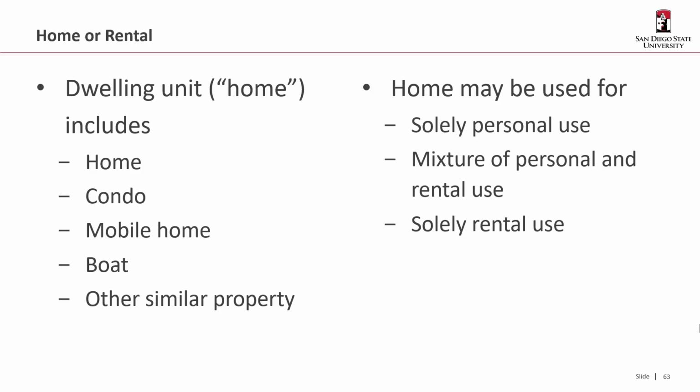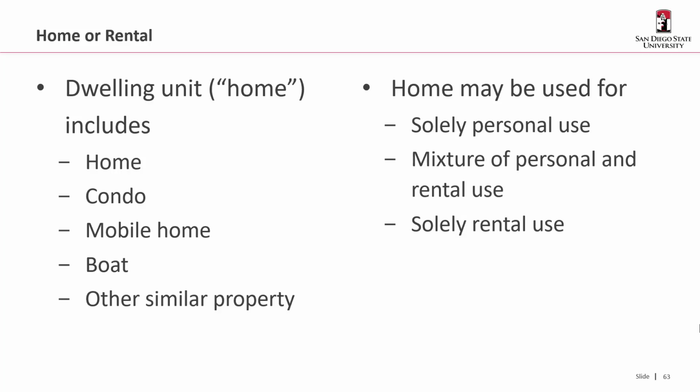Okay, in a similar thread, when you rent your dwelling, at least in part, you may see that it has different loss or income treatment. So let's start with what a dwelling unit is. Think of that as your home, and that could include an actual home, right? Like a single family detached dwelling, but it could also be a condo. It can be a mobile home. It can be a boat, a townhouse, and lots of other similar properties that you own.